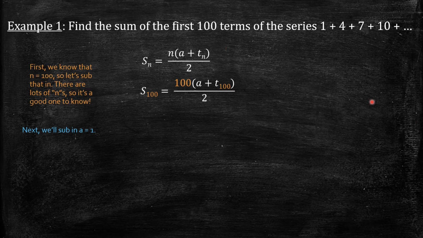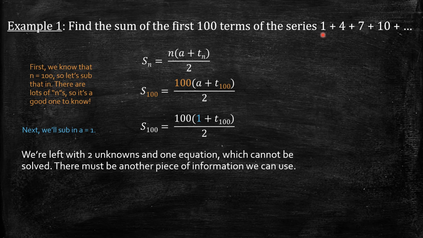The other thing we know is our first value, a is 1. Subbing that in there. We're left still with two unknowns. This is an unknown, and term 100, I don't know that either. And we can't solve one equation with two unknowns, so there must be something else we can use. So think about this for a second. Think about what I said on the previous slide about what we could do here. We're going to try to use this formula here in this place because we're stuck here.